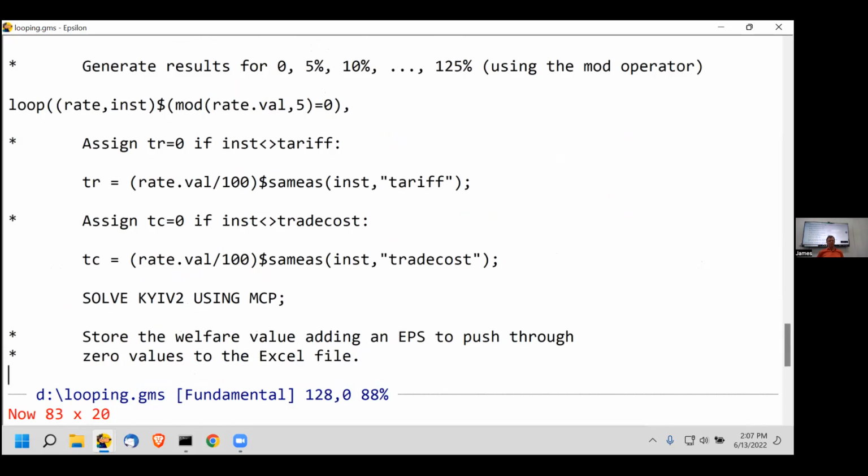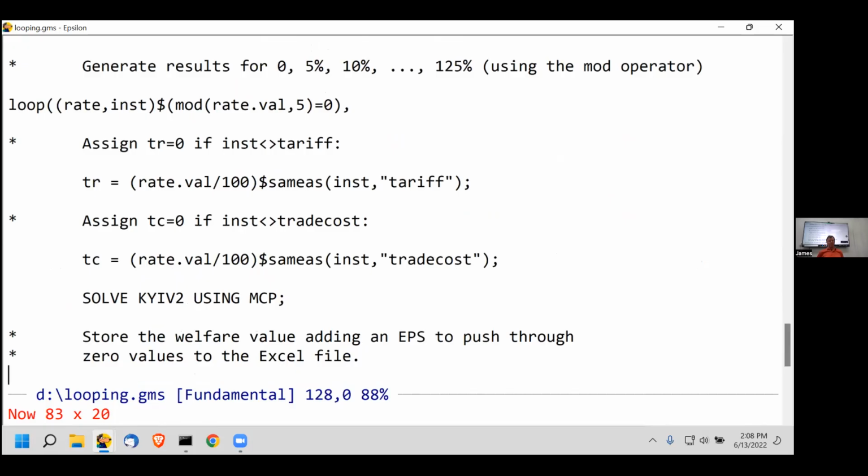I want to only run it for every 5 percentage points. So I do a loop over all rates, from 0 to 125, but then I add a condition such that the modulo of the rate by 5 is equal to 0. It says take only the ones that are multiples of 5, so that restricts the loop to only the ones that I want to look at.